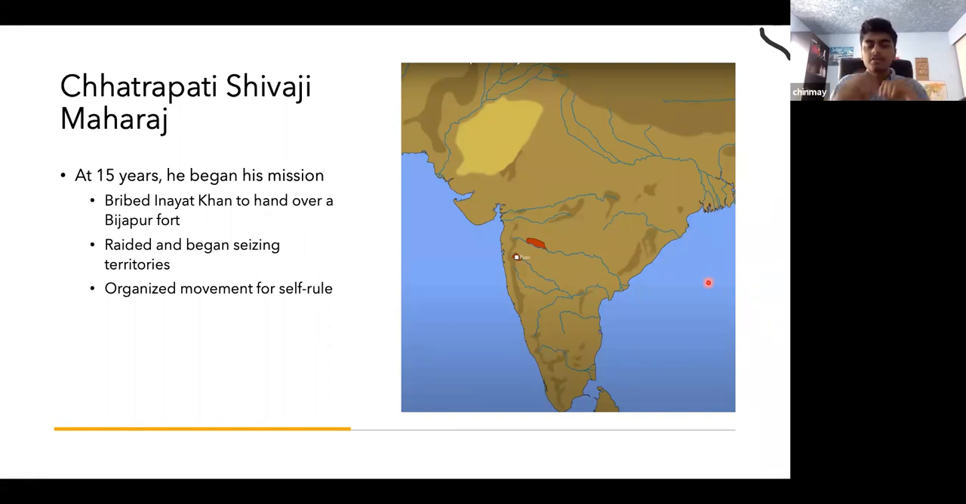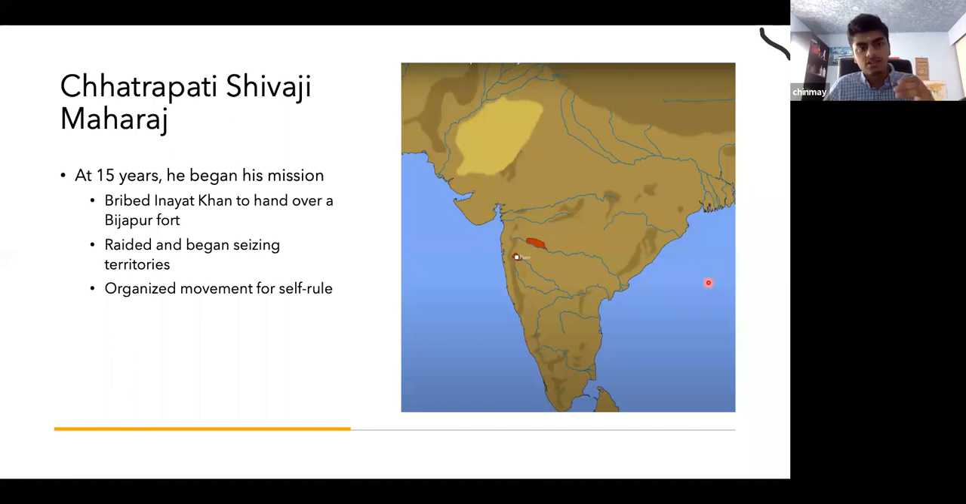So he began collecting forts because he understood, especially in this time period, that the importance of forts to hold on to an empire is very important. And using the same strategies, he advanced upon these strategies by using the legendary speed of the Marathi cavalry. He would raid and he began seizing territories. And at one point, the Mughals and the Bijapur Sultanate had Shivaji's father arrested in order to stop Shivaji from these seizing and the raidings. That's how threatened they felt by a 15-year-old boy.